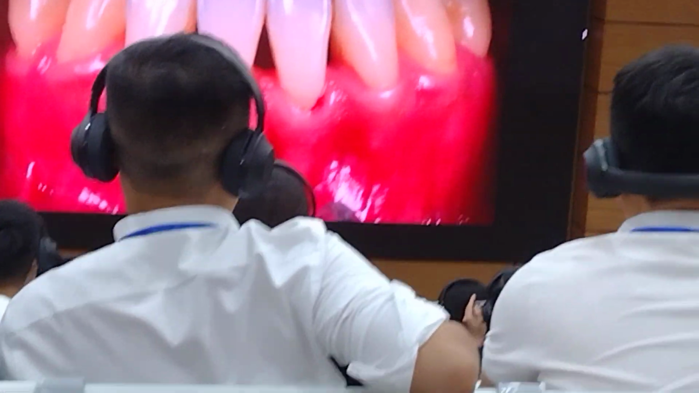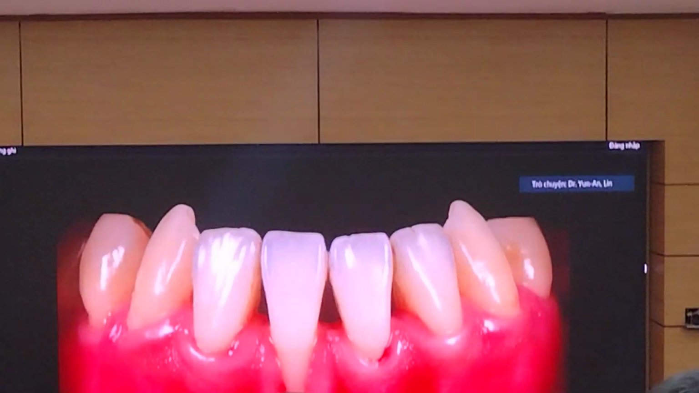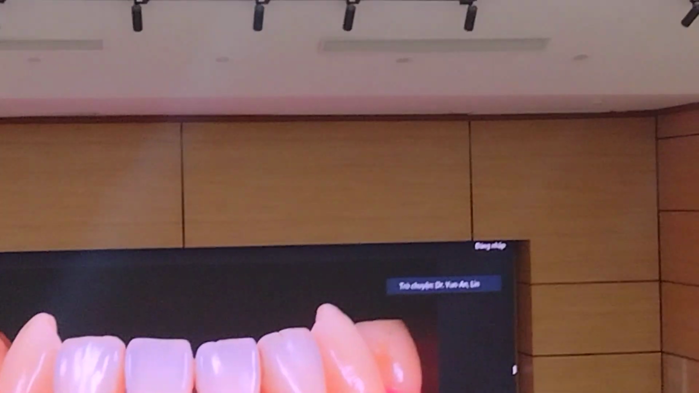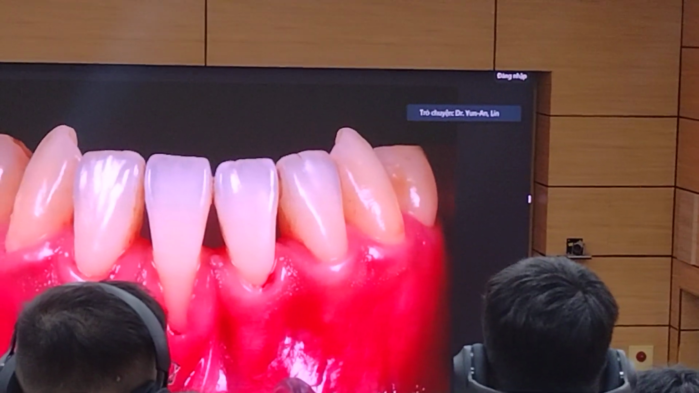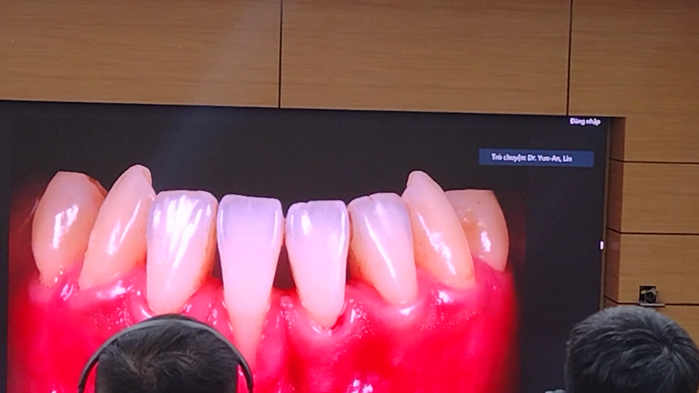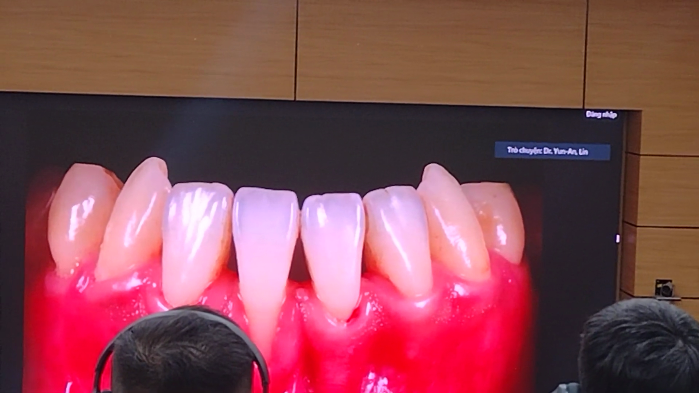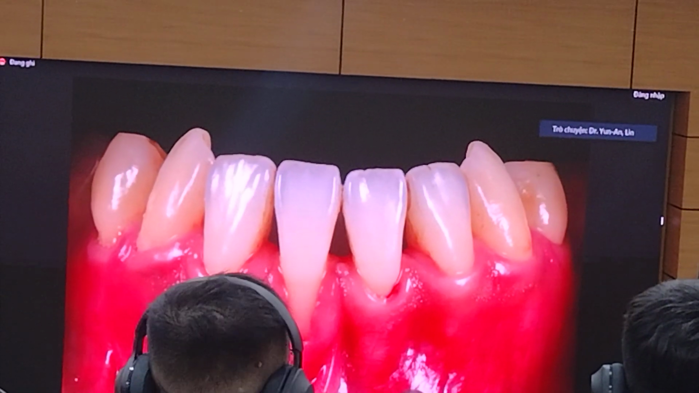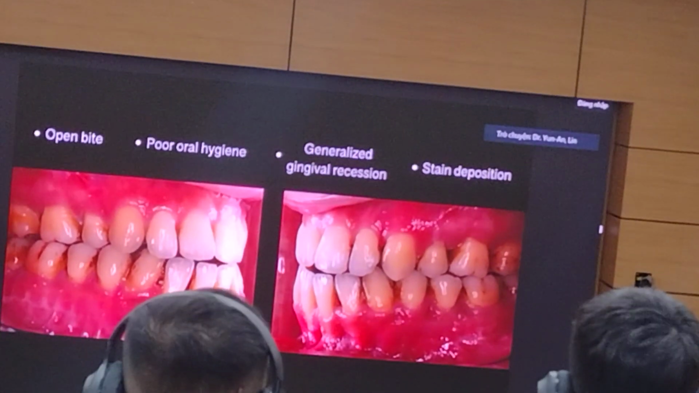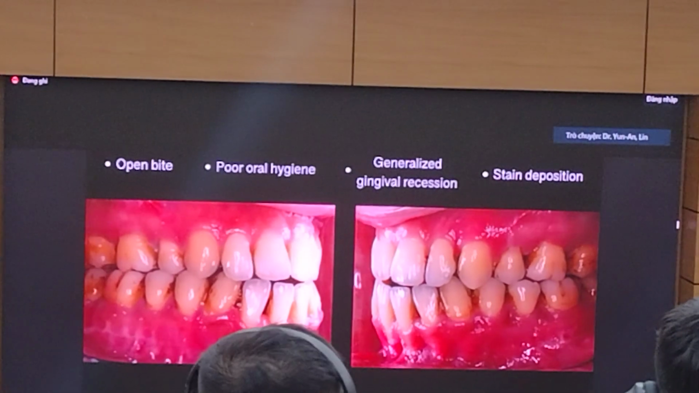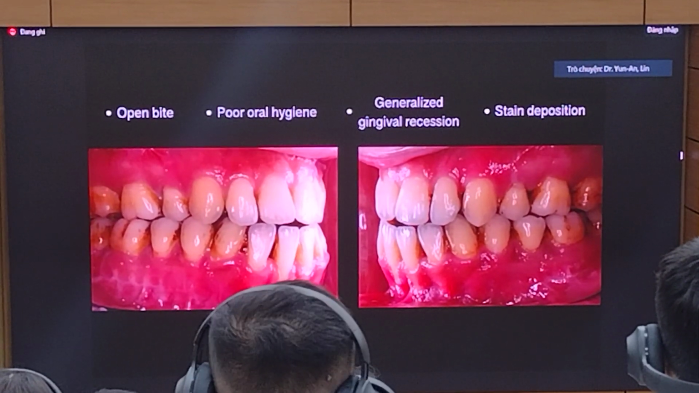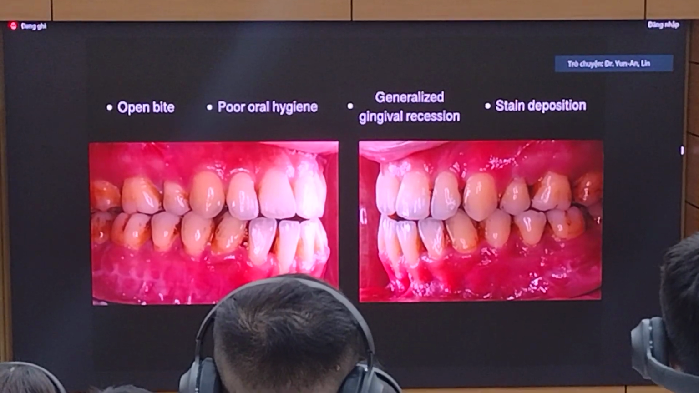As we look at the general view of his mandibular anterior teeth, we can appreciate that there was significant gingival recession over mandibular right central incisor, tooth number 41. In addition, there was some plaque deposition with mild gingival inflammation and bleeding. Also, he had an anterior open bite with generalized plaque deposition.